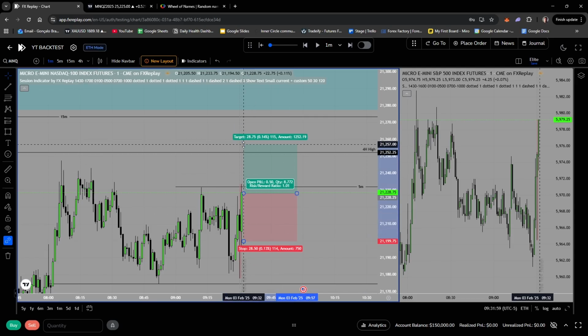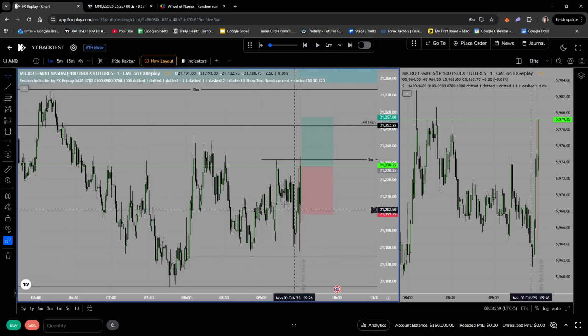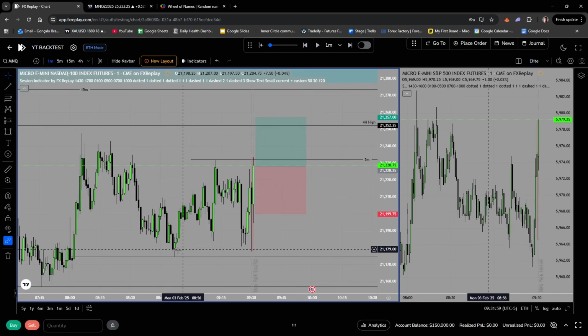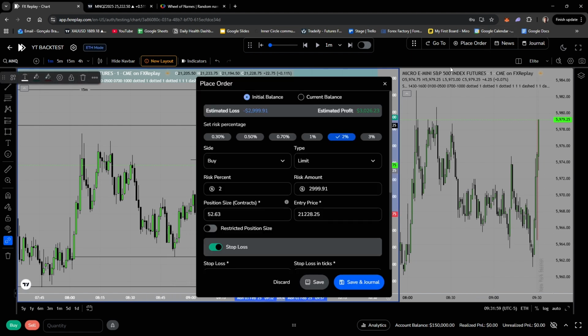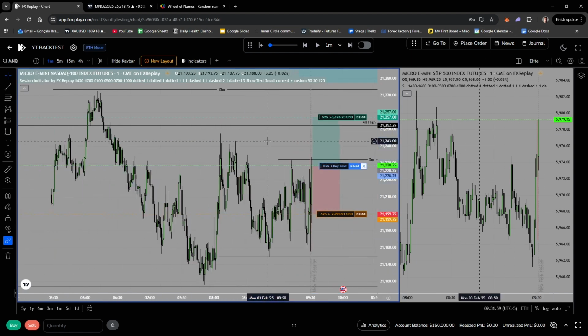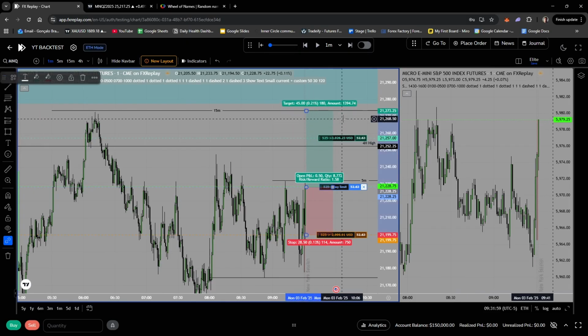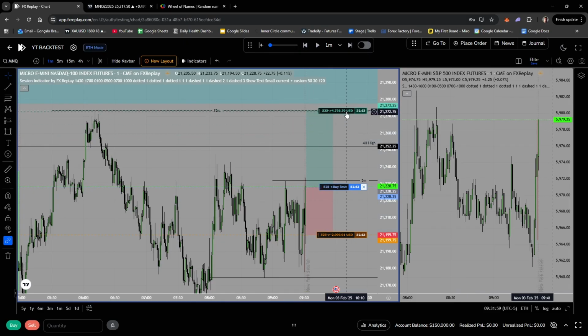There we go. So we're going to take that CISD on open. It did try and attack lower. It took some of these lows out. I think if we're going to be bullish, we can take this 15-minute high. So we could even extend it to here.